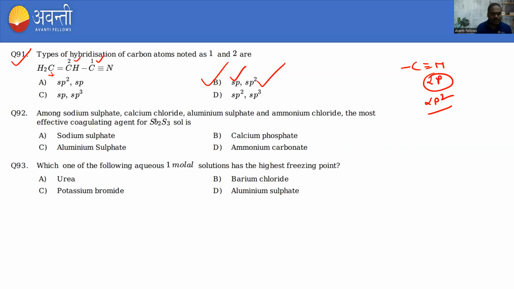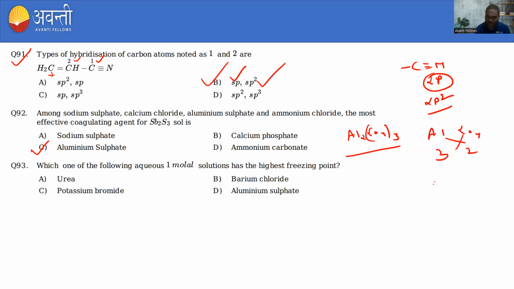Move to question number 92. Among sodium sulfate, calcium chloride, aluminum sulfate, and ammonium chloride, the most effective coagulating agent for the Sb2S3 solution is aluminum sulfate. Why? Because aluminum valency is 3 and this is sulfate, so the formula is Al2(SO4)3.